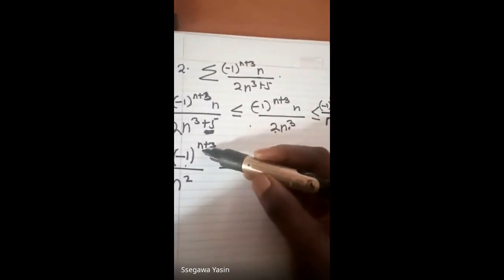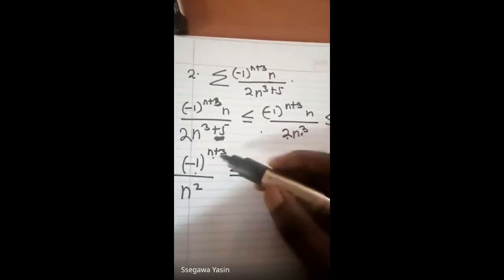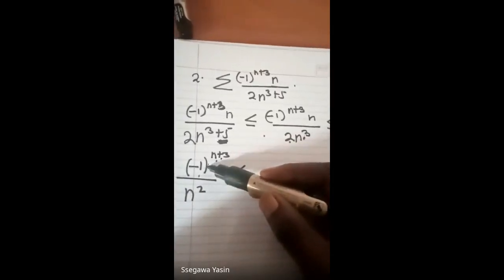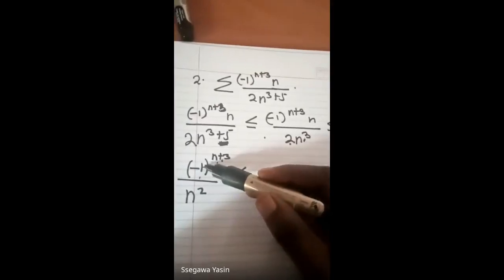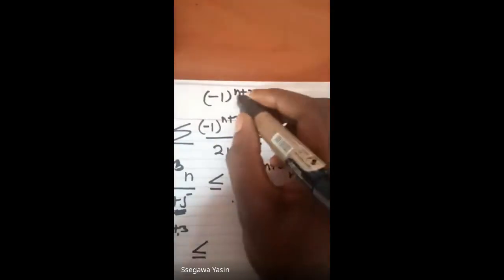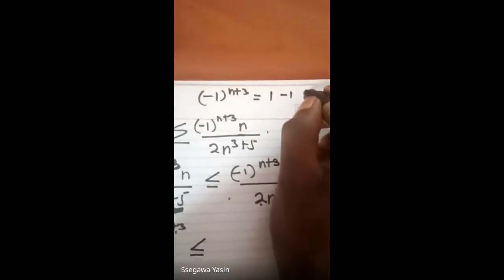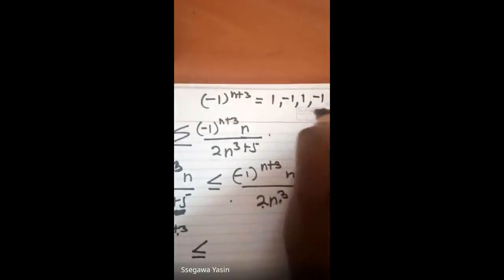because this one is having positive, please look here. When I put n equal to 1 here, it will be positive 1. When I put n equal to 2, it will be negative 1. What I mean is something funny like this. I have negative 1 to the power n plus 3. So when I put the first n, it will be 1. The next one will be negative 1. The next one will be 1. The next one will be negative 1.